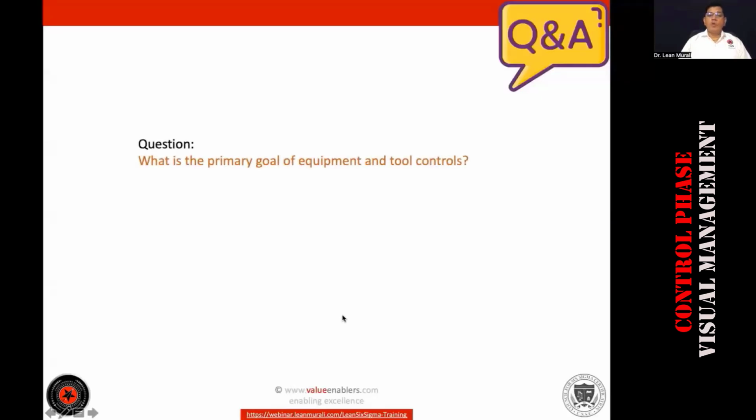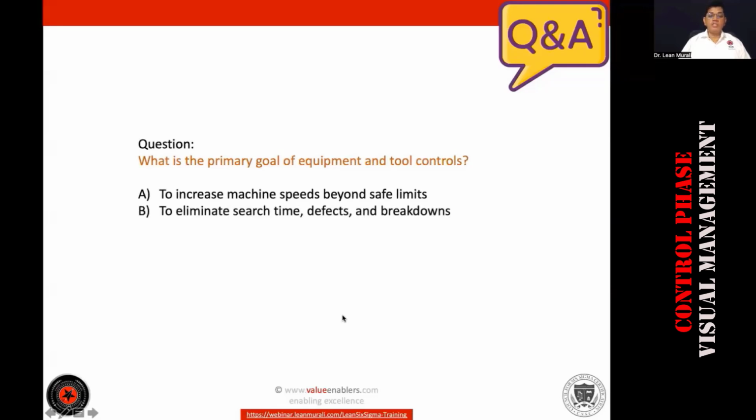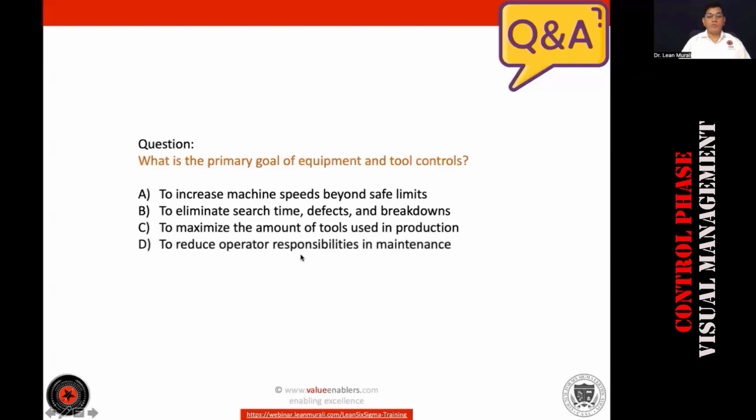So what is the primary goal of equipment and tool controls? To increase the machine speeds beyond safety limits, to eliminate search time, defects and breakdowns, to maximize the amount of tools used in production, to reduce operator responsibility in maintenance. Of course, the correct answer is B, to eliminate the search time, defects, and breakdowns.